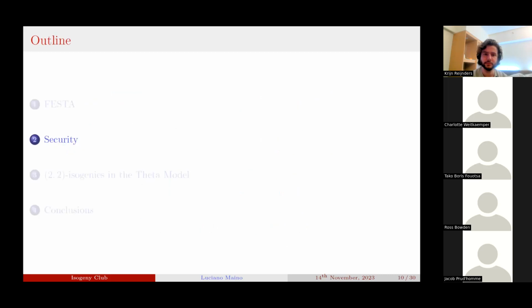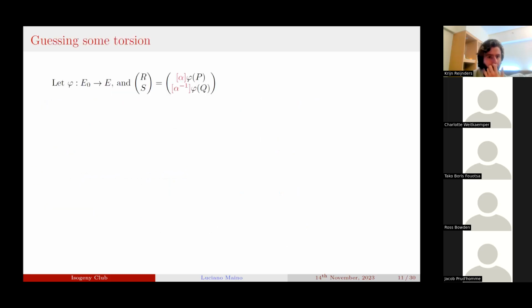And now let's discuss a little bit the security of this protocol. First of all, a natural attack you can do, and I want to mention that this reasoning was pointed out to us, I mean me, Andrea, and Jack, by Boris. The first approach that one can try to attack FESTA is to guess some torsion. So we have an isogeny phi, and we have some masked torsion. The masked torsion is masked by alpha.